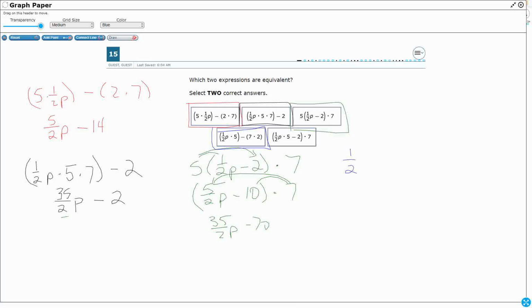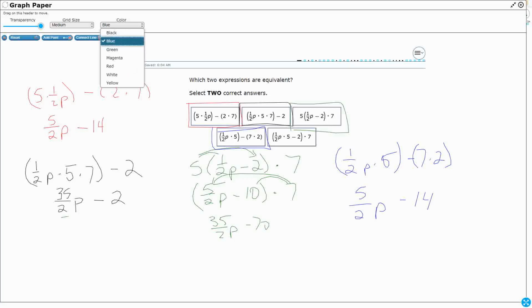So that's 1/2 p times 5. And minus 7 times 2. So that's just going to be multiply the 1/2 p times 5. You can multiply 1/2 times 5. That's 5 halves. 5 halves p minus 7 times 2 is 14. Now look what I've got here. It looks like I've got a match.